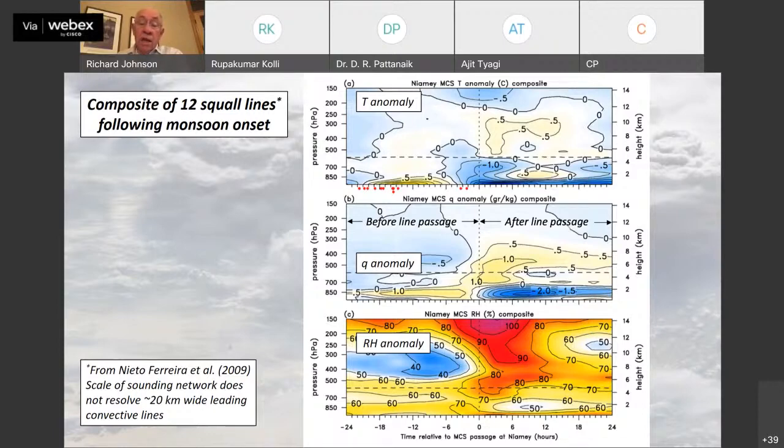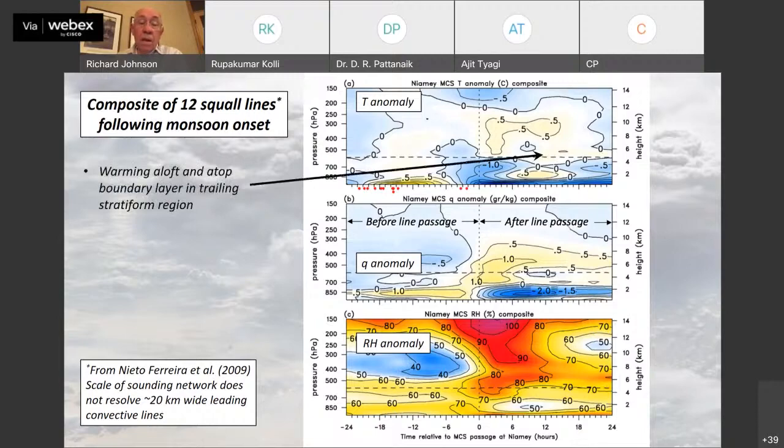Basically, we can't sample the convective line structure, but we are sampling here the stratiform characteristics that are following the line passage. Next. So what you see here is, after the squall line moves by, you see warming aloft and also warming atop the boundary layer associated with a mesoscale downdraft in the stratiform region. Next. And this next one shows a specific humidity anomaly field. You can see a moistening in the upper levels and drying at low levels associated with the mesoscale saturated downdraft.